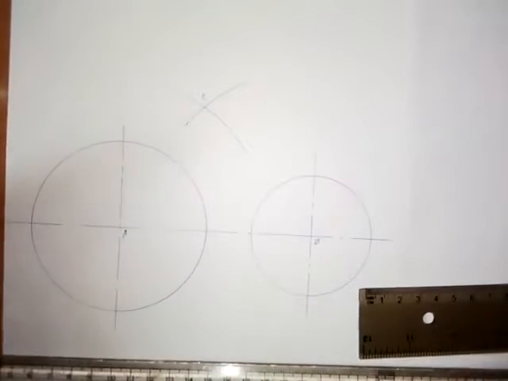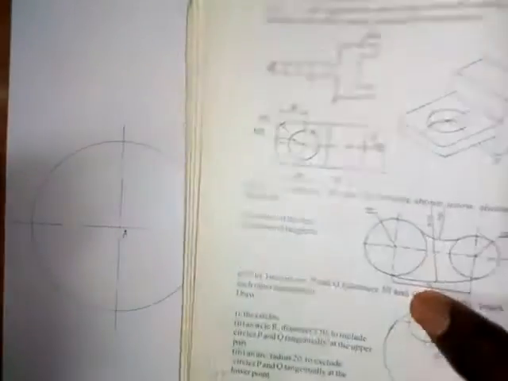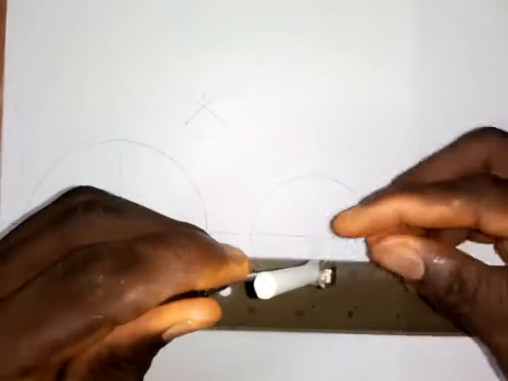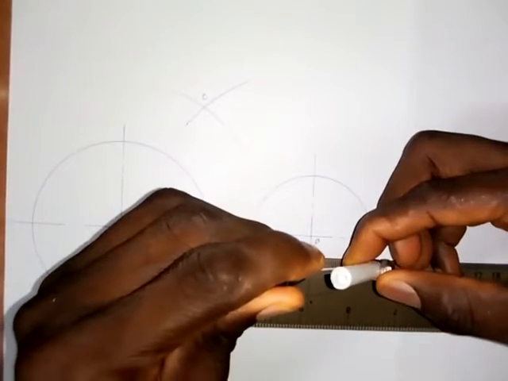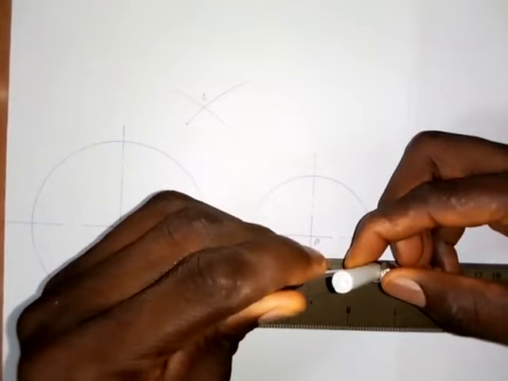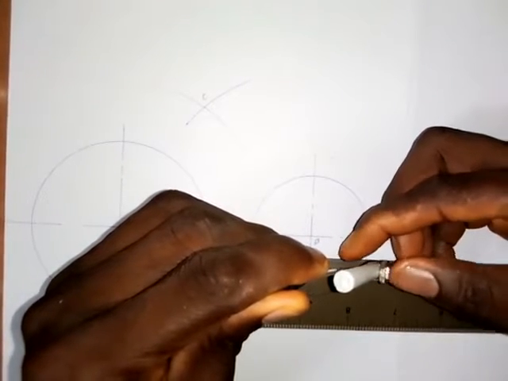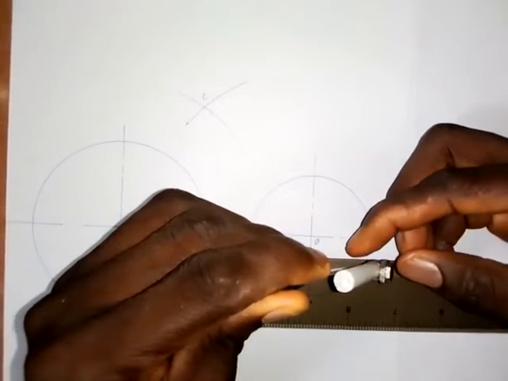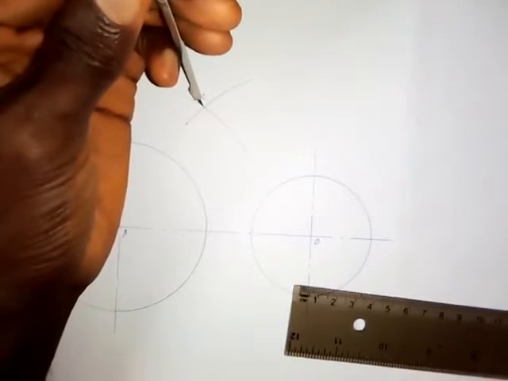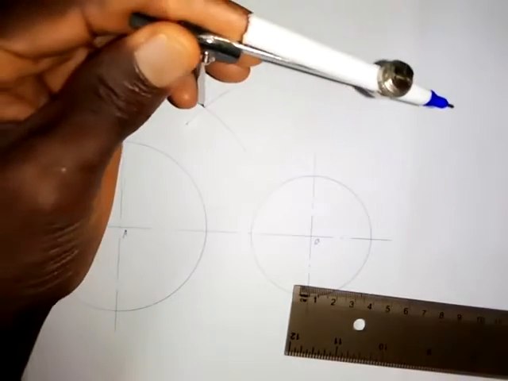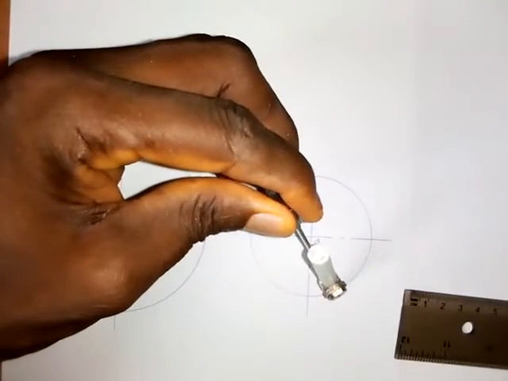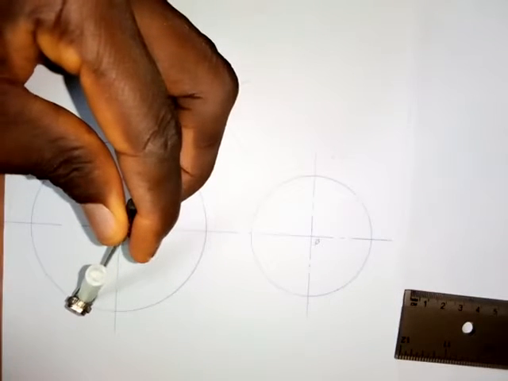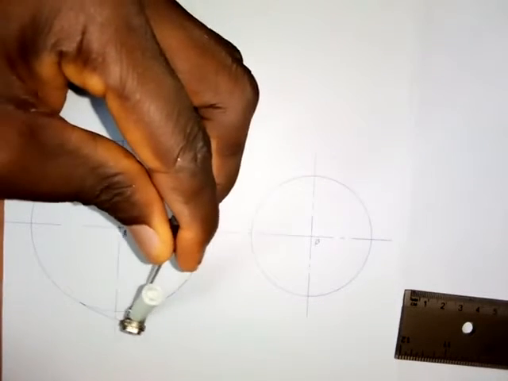The next thing I'm going to do is take 120 mm, which is the radius of that arc that touches the two circles internally. So I take 120 mm here and put it at this point C. Let me check it. Okay, so it goes like this.